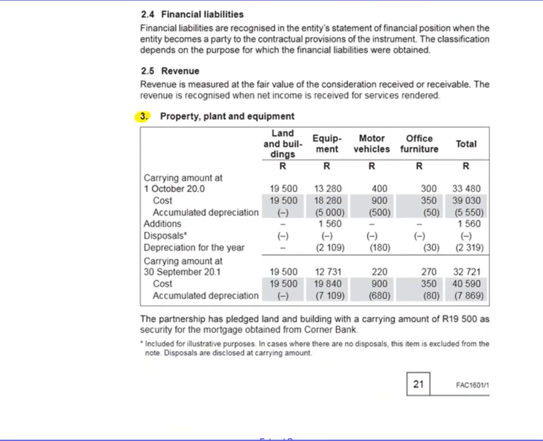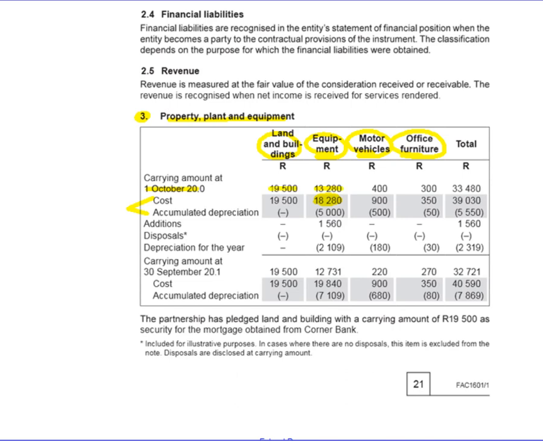Okay, so note number 3, property, plant, and equipment. This table is the same as what you did in FAC1601, ladies and gentlemen. Nice and easy. You have each type of PPE as a heading. You will then have an opening balance carrying amount 1st of October made up of cost and accumulated depreciation. All of this was given to you. Just remember the equipment was a little tricky because in there you had your 1,560 that was part of the cost. You had to take it out, right? So we had a total carrying amount of 13,280.